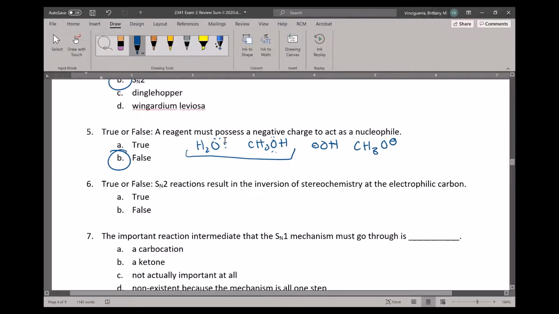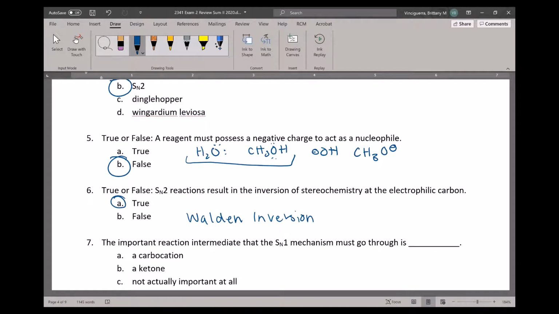True or false? SN2 reactions result in the inversion of stereochemistry at the electrophilic carbon. True. Remember, this is called a Walden inversion. I'm giving you the name in case you don't remember that and need something to review. You can look up Walden inversion.